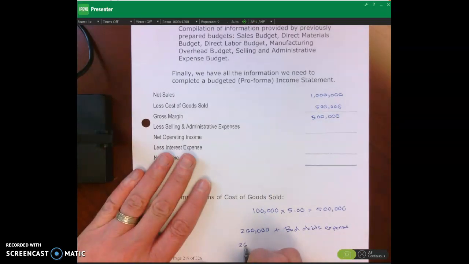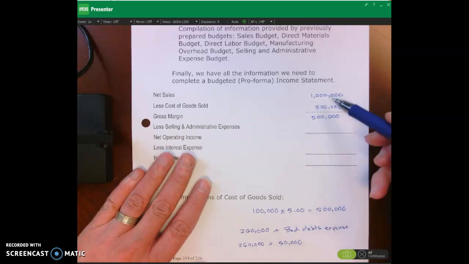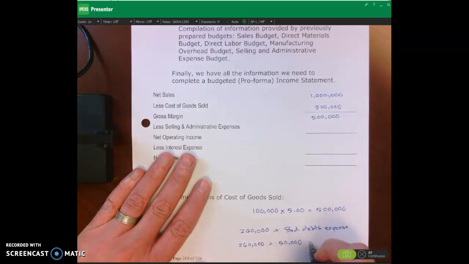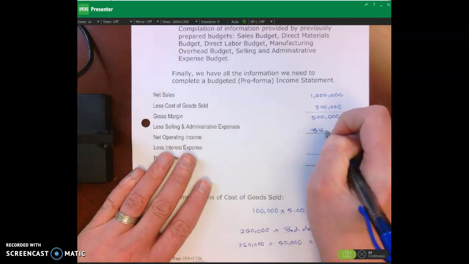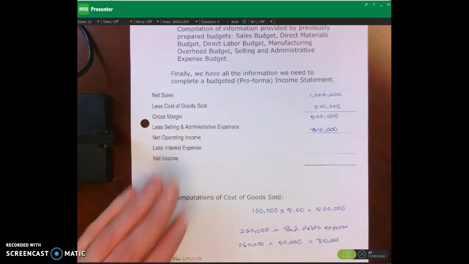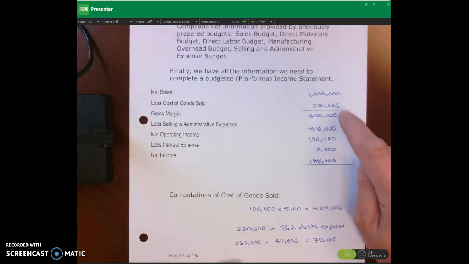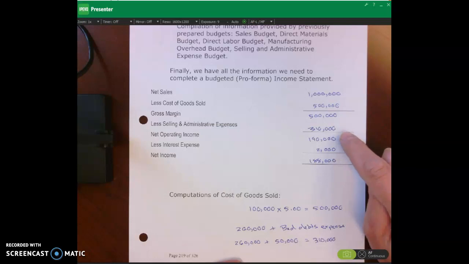So what we did is we took our $260 plus $50,000 bad debts expense, which is 5% of our total sales, and that was given to us. That's from our schedule of cash collections. So we can add those two, the 260, 310. And then I'm going to let you complete the rest. Look towards the interest expense on the prior page, and then we'll check it. So we have our gross margin, minus the 310 gives us the 190, minus the 2000 gives us the 188.